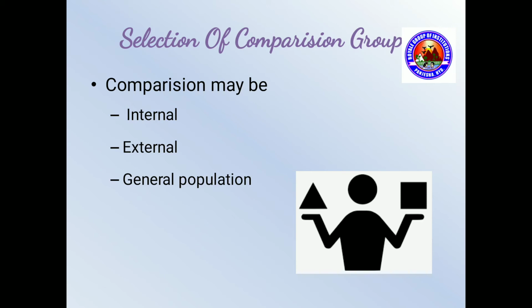Once the exposure risk has been estimated in a particular cohort, the comparison has to be made of the cohort with another group. The comparison group may be selected from within the cohort, in which case it is referred to as an internal comparison, or it may be compared with another cohort of almost the same background, which is called an external comparison, or it may be compared with the general population.